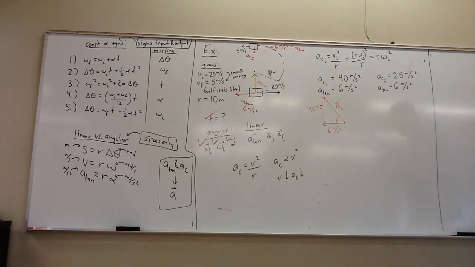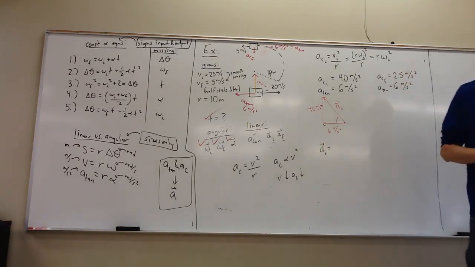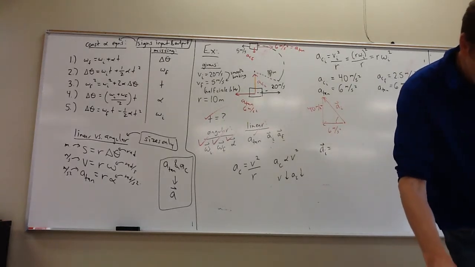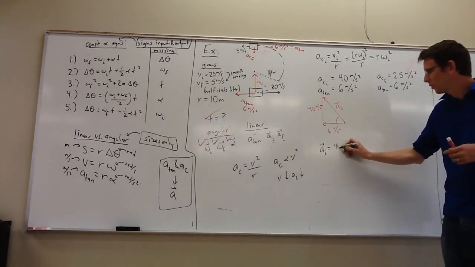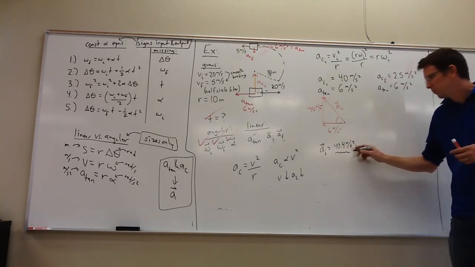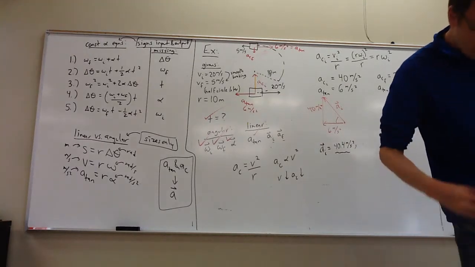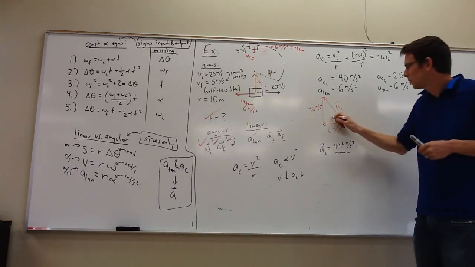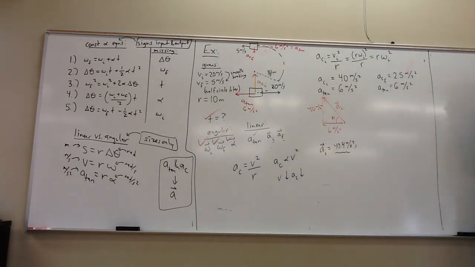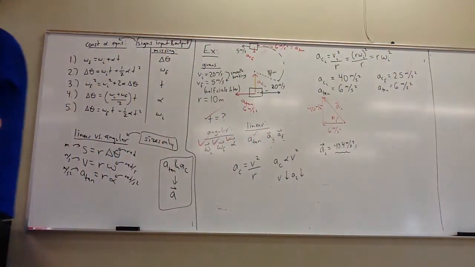So, same old stuff. Let me just tell you the result. A initial, use Pythagorean theorem on those guys. You get 40.4 meters per second squared. That's the size. Again, that's from Pythagorean theorem. And then this angle comes out to be, by inverse tangent, 81 degrees. Which is, of course, such a large angle, almost 90 degrees, because the centripetal is so big.